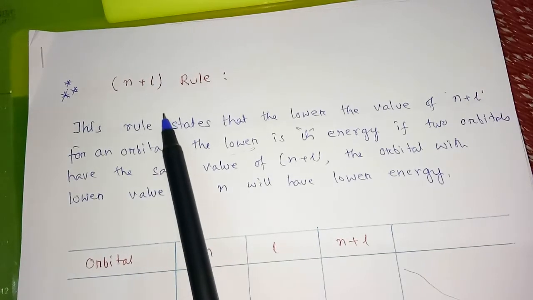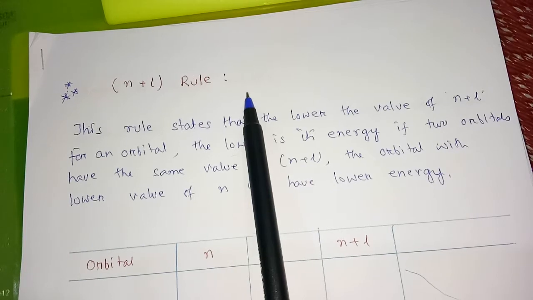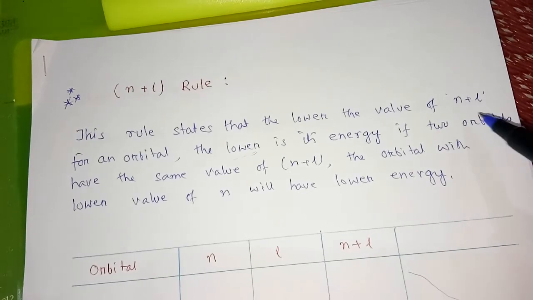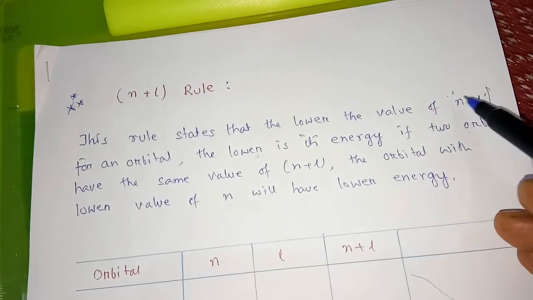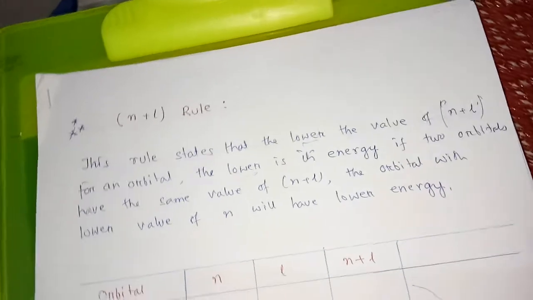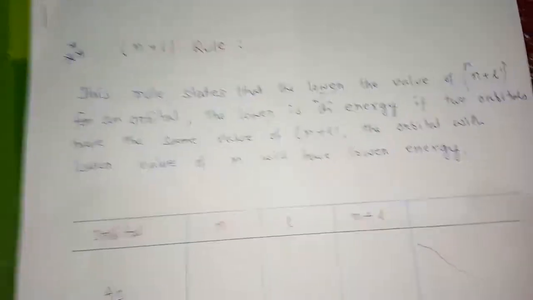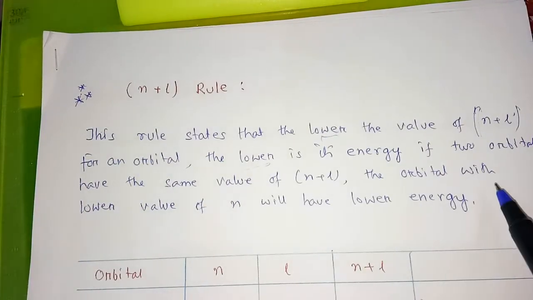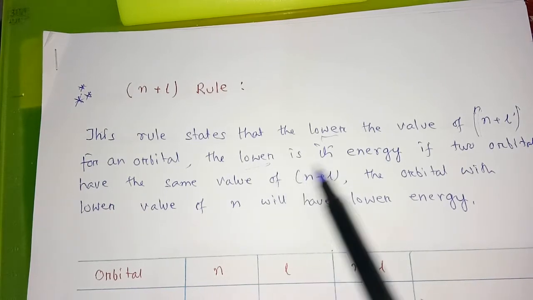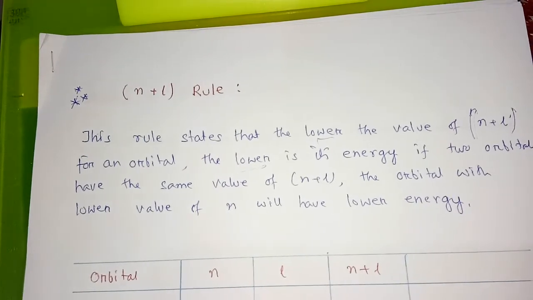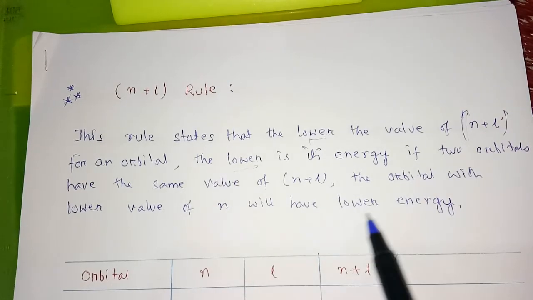Today we start the n plus l rule. Now this rule states that if the value of n plus l is lower for an orbital, the lower is its energy. If two orbitals have the same value of n plus l, the orbital with the lower value of n will have the lower energy.